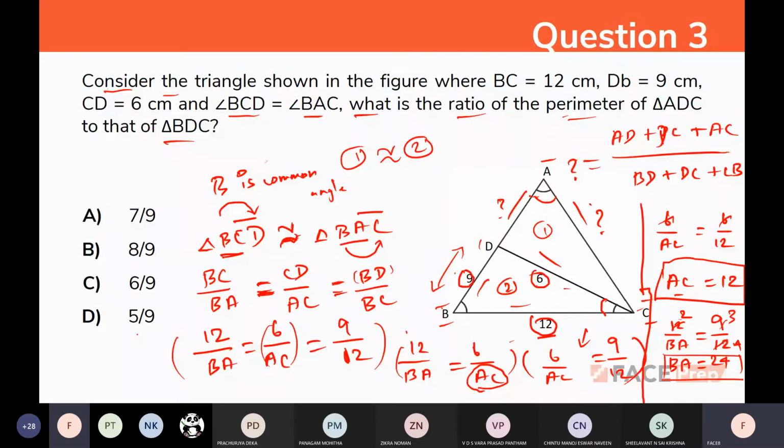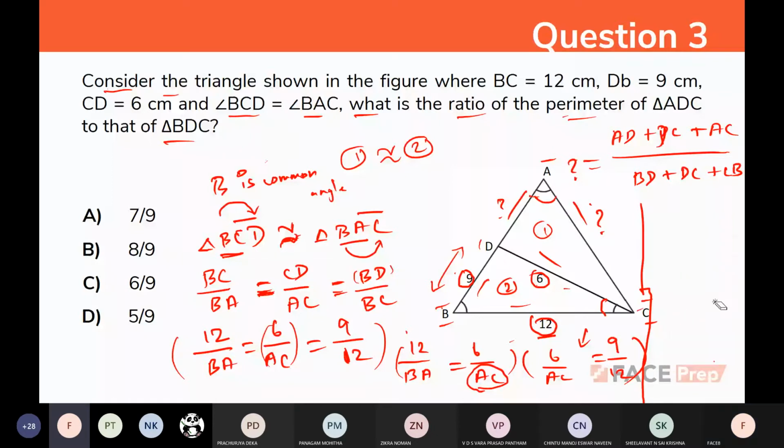Let me write it clearly. Even the writing is confusing me. Sorry for this bad handwriting, guys. So let's solve it from the first.